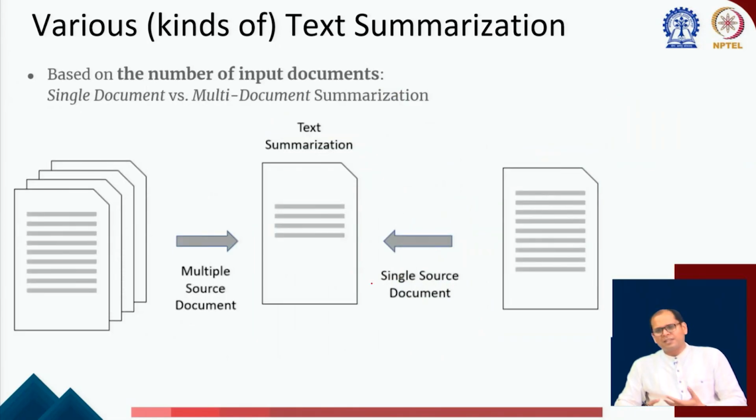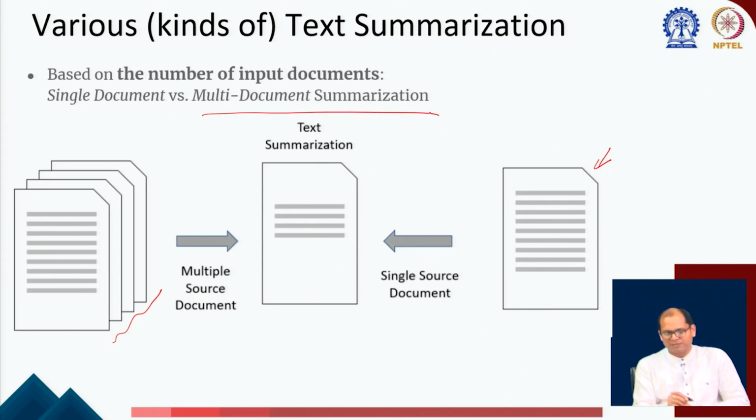Now another categorization is based on the number of documents in the input. Let's say you have multiple documents in the input and you want to produce a summary. The summary will still be a single summary. It won't be multiple documents. Here your source is multiple source documents, and that's why it's called multi-document summarization, in contrast with single document summarization, where you put a single document as the input.